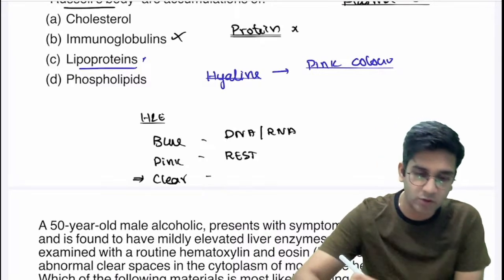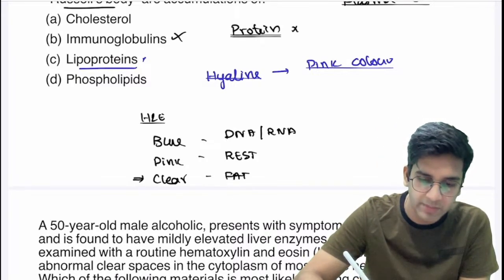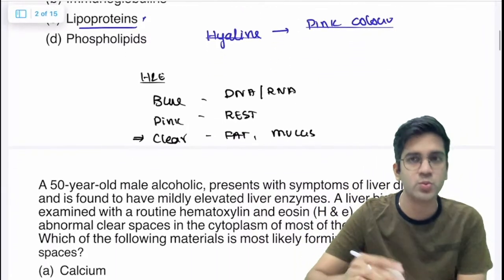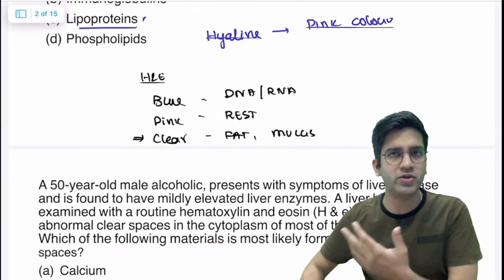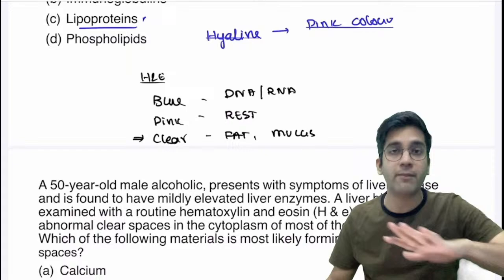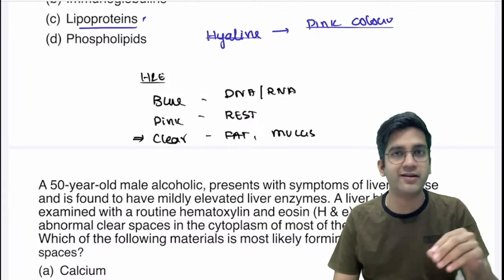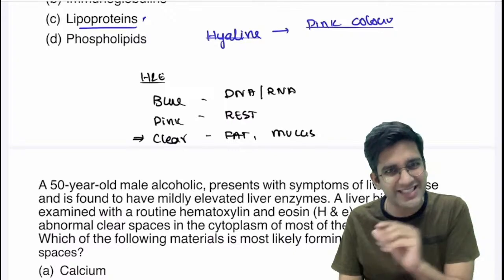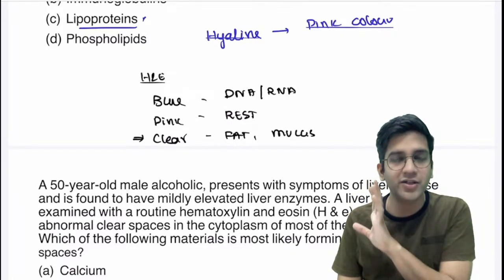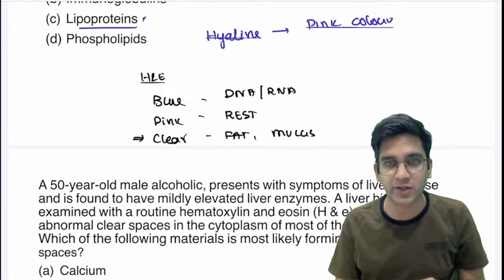Which will be clear? Obviously, fat. Fat will be clear, and also remember mucus. The mucin or mucus will also be clear in appearance. Lipid and mucus are clear in appearance. These are basic thumb rules. Never forget them as long as you practice medicine. Even if you randomly see a microscopic image, with this and a good amount of clinical knowledge, you can solve the microscope.